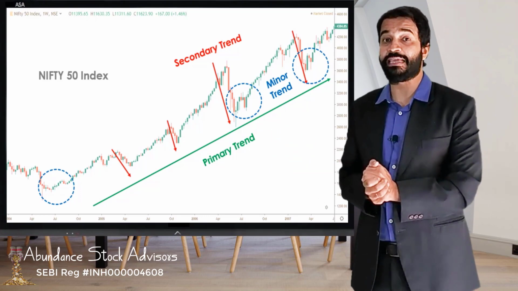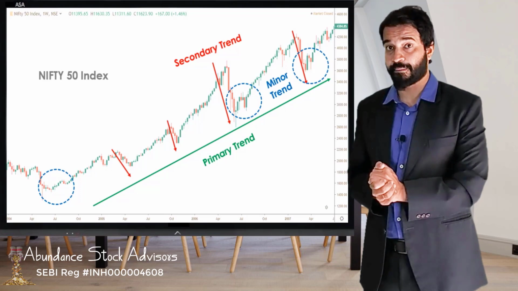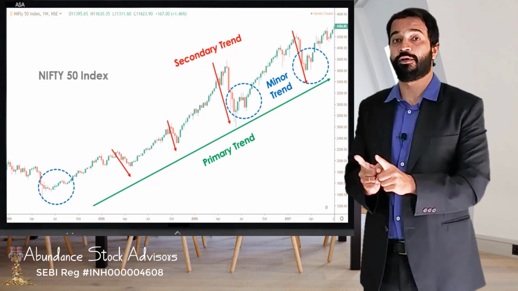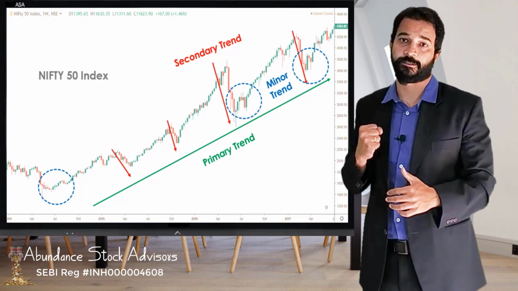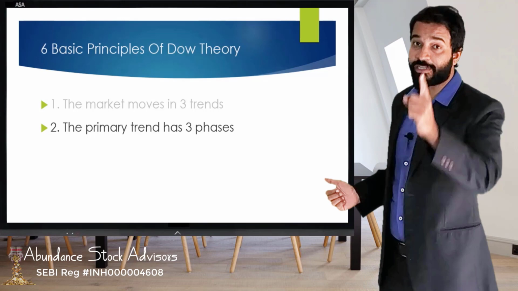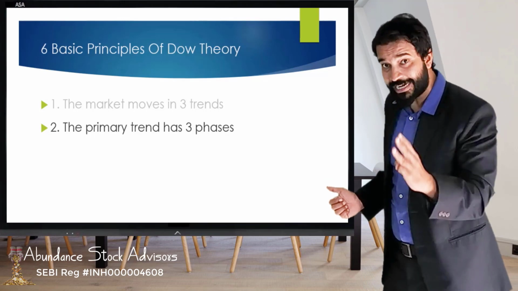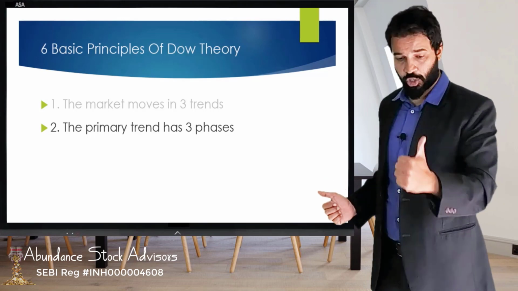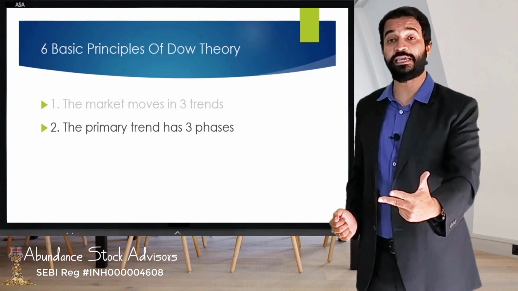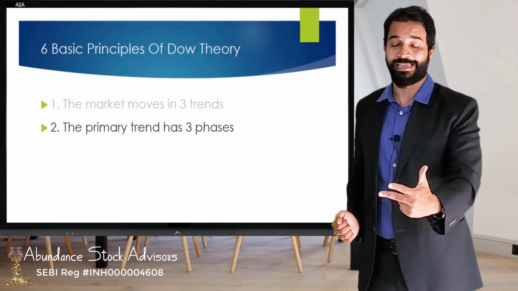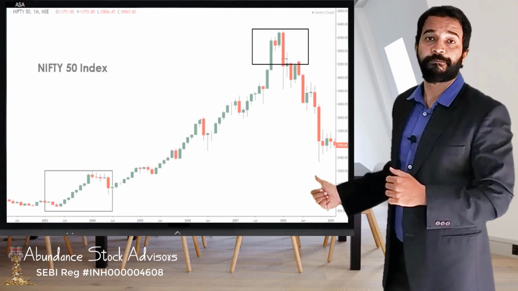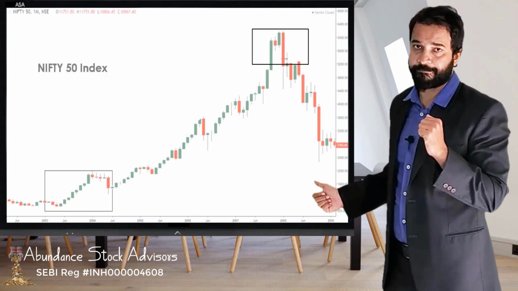Now let's understand something important about the primary trend, which will help you understand when exactly is a good time to enter into the stock markets. This is the second principle of Dow theory, so listen carefully. The primary trend has three phases, that is accumulation phase, public participation phase, and the third is peak or the bubble. Now let's try and understand these phases with the help of a Nifty chart between 2003 and 2009.